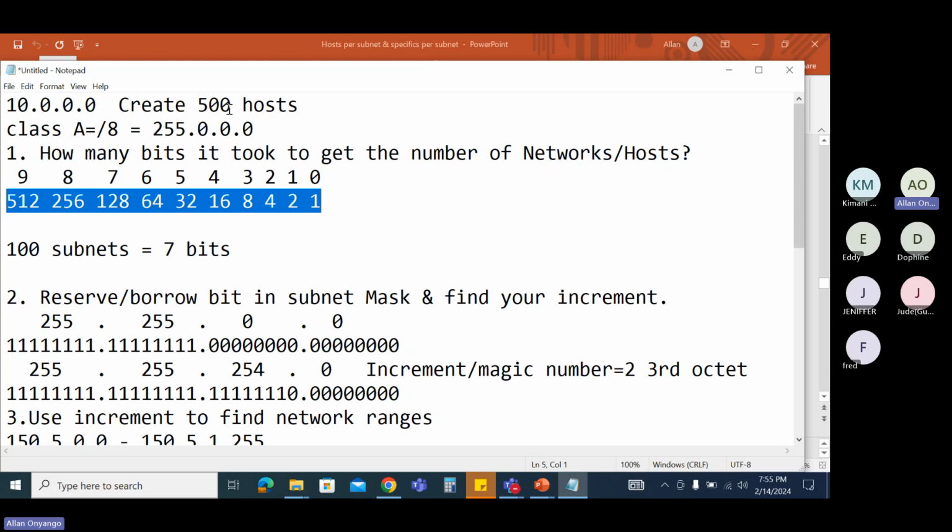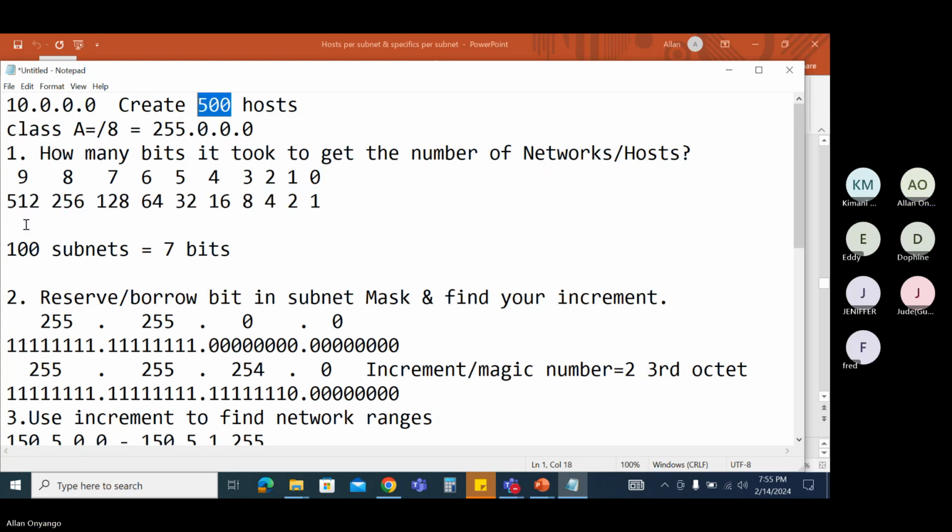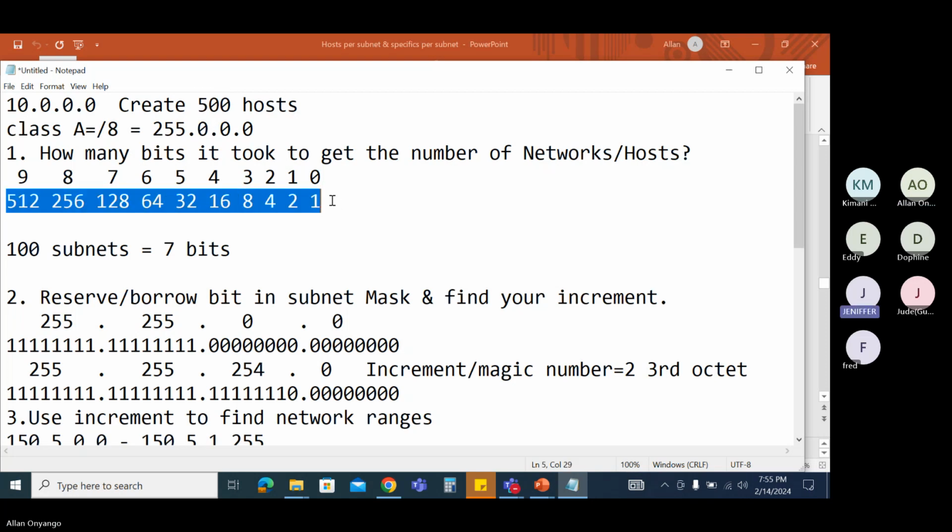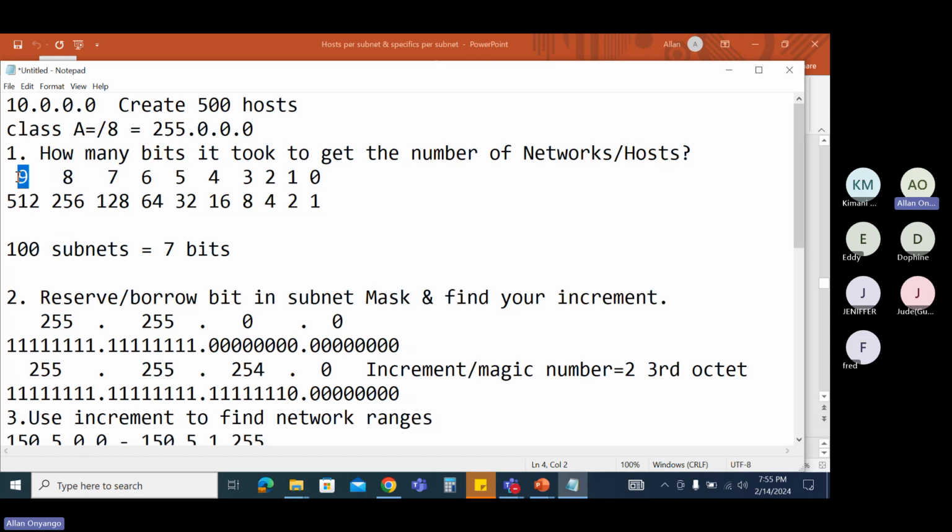500, where does it fall? Between 256 and 512. 256 is less, so we check 512, which is how many bits? 9 bits. Very good. So that's 9 bits, and here should be 500. And this is hosts.